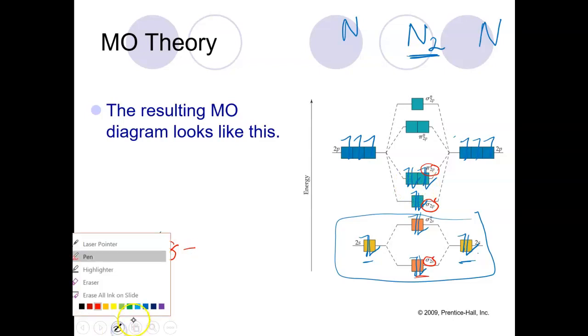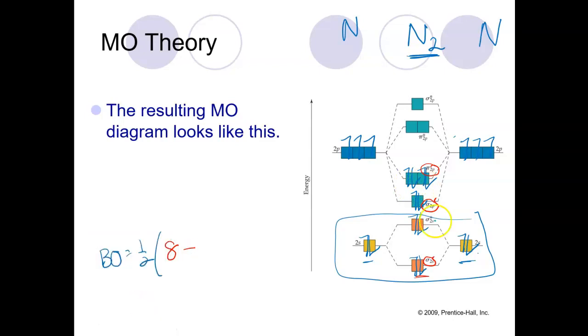And then we need to count the number of electrons in the anti-bonding orbitals. So they're the ones with the stars. Star, star, star. There's 2 and then 0. So 8 minus 2 is 6, times 1/2 is 3. So this would be a triple bond, is what that's telling me. So I calculated the bond order.